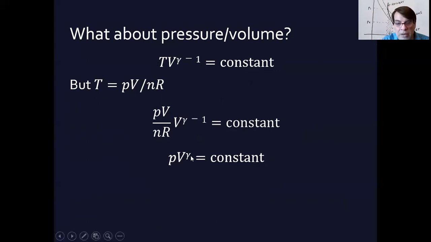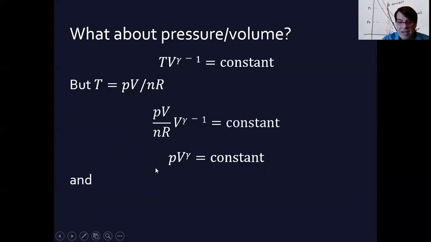Where did I lose the 1? Well, volume times volume to the gamma minus 1 equals volume to the gamma, right? Because when you multiply, you add the exponents. So volume is to the power of 1. If you multiply these two V's together, you get V to the gamma minus 1 plus 1, which is volume to the gamma. So that's how we ended up with this.